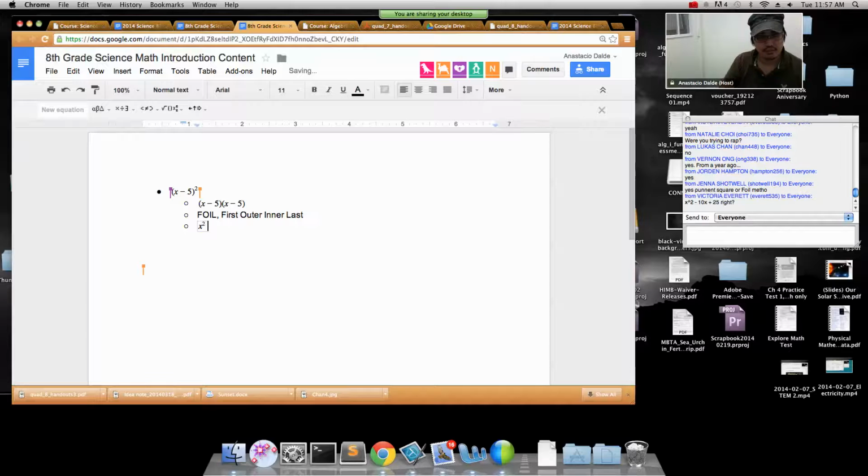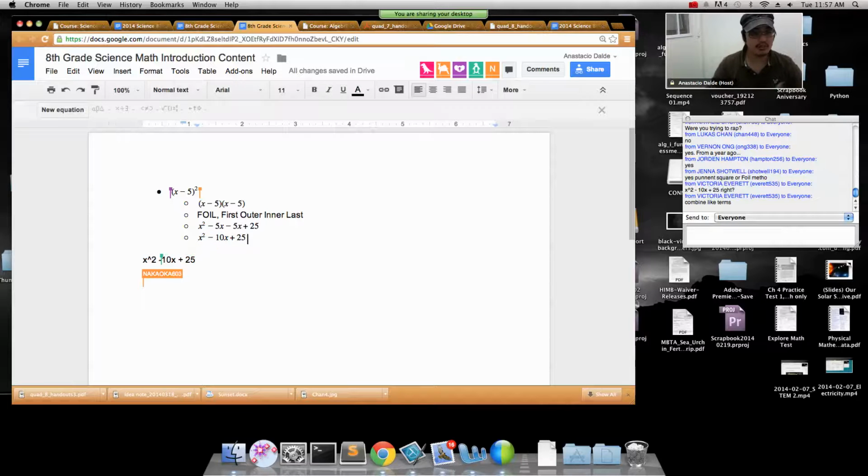All right? So, FOIL: you multiply the first times the first, and you get x squared, and you have the outers, which is minus 5x, and you got the inners, which is another minus 5x, and you got the last, which is negative 5 times negative 5 is positive 25. And then, like Victoria is saying, you get x squared minus 10x plus 25. And that is absolutely correct.